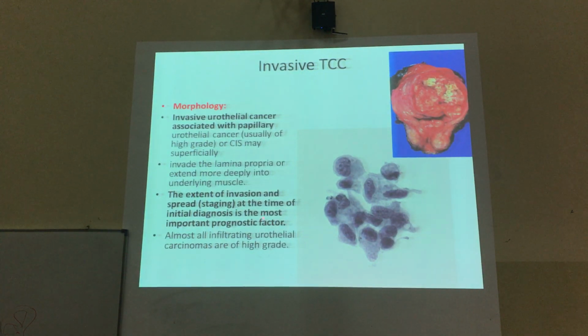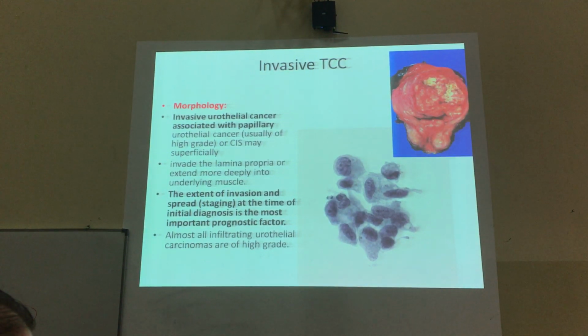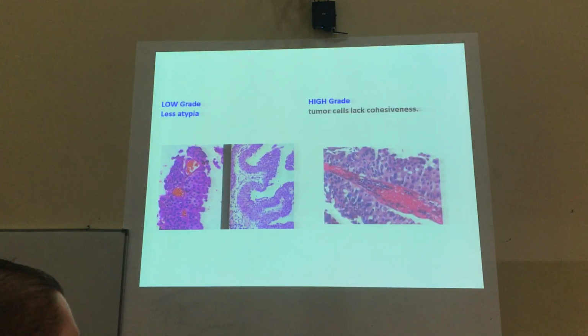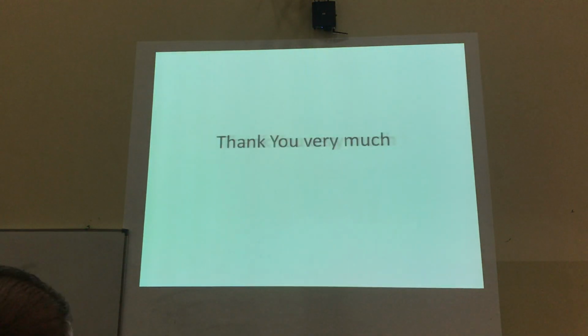Almost all infiltrating urothelial carcinomas are of high grade. All the invasive ones are found to be high grade. Here is the urine sample of these transitional cell carcinomas, where you find a lot of pleomorphism and prominent nucleoli. They don't resemble the normal cells at all. They look like squamous cells. So that's why they are very much high-grade tumors.